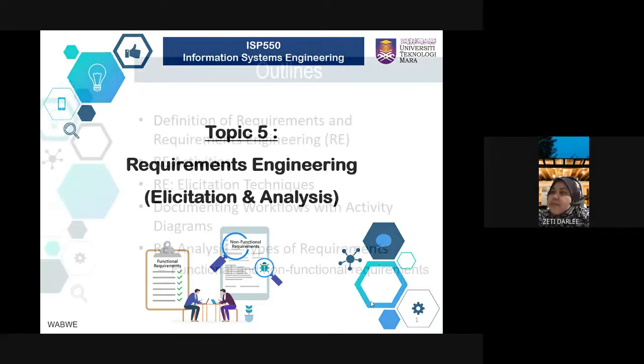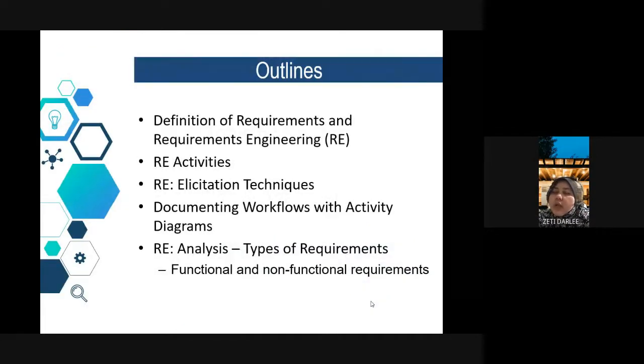Baiklah, so what we're going to look into this chapter, we're going to learn about requirement engineering. What are the activity, and then what are the techniques and what are the documents that supported this activity, its workflows and the diagrams that involve, and of course the most important thing which is the types of requirements that we're going to learn, because kamu akan apply this activity dalam project kamu nanti, which are the functional and non-functional requirements.